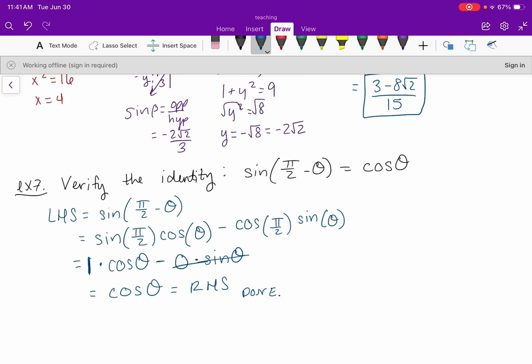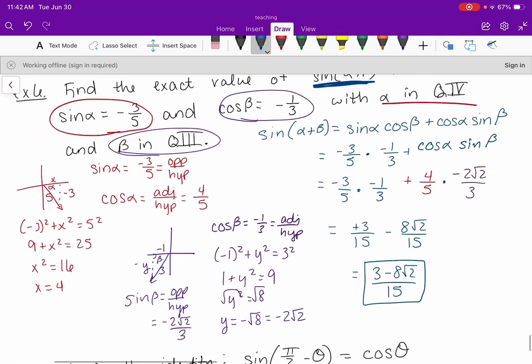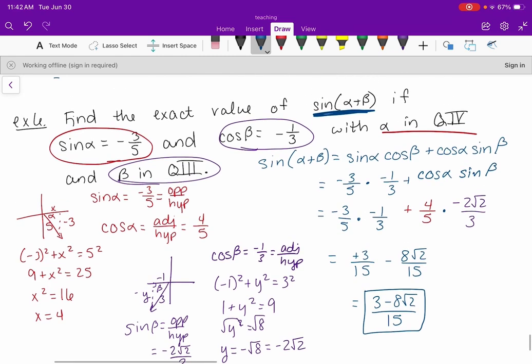So that's it for this video. Just kind of a recap, there's a lot of different ways that you can use identities. Sometimes it's to find weird angles. Sometimes it's to use triangles and then plug that into the identity. It really just depends on the question. But test 2 is all about identities and equations, so you'll definitely be using that identity sheet.